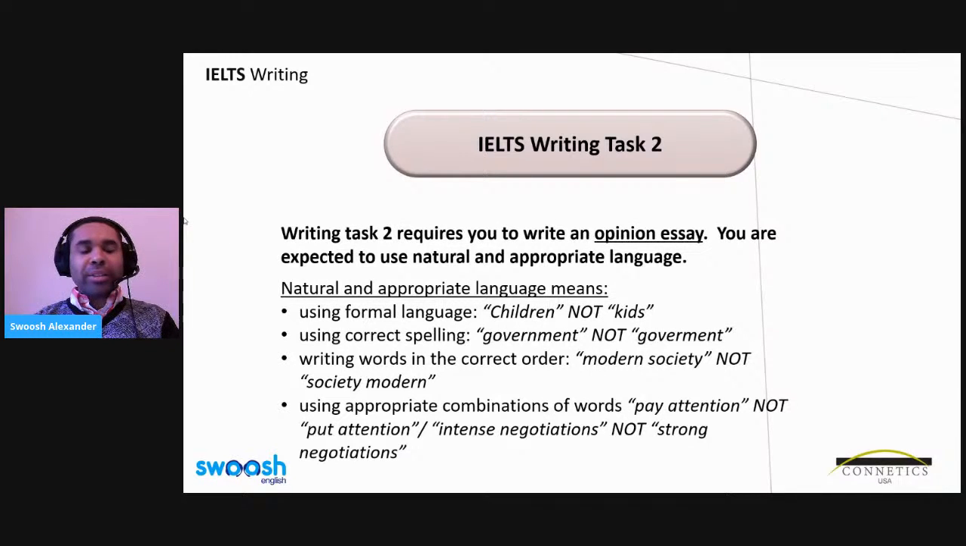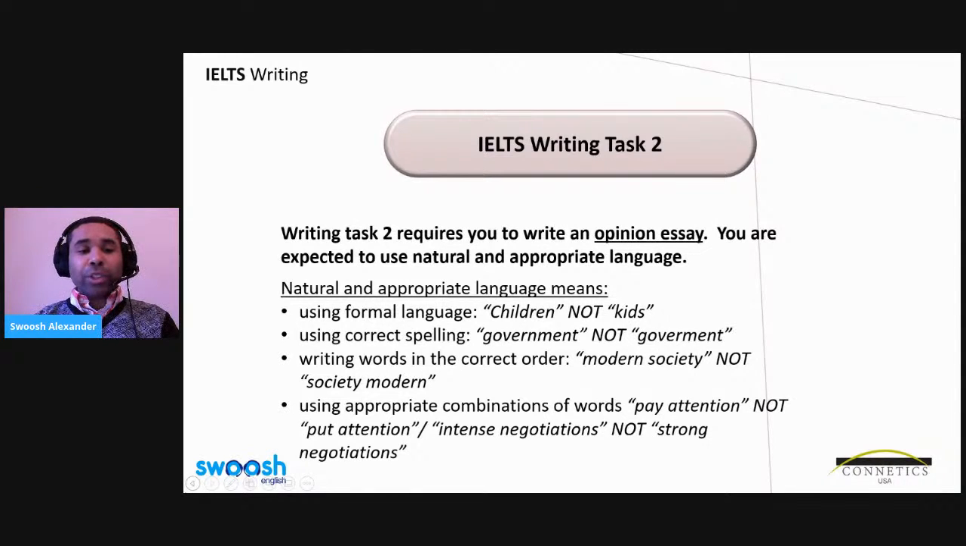Well, first of all, we mean using formal language, and of course, we had a look at examples of this yesterday. So, for example, using children, not kids. Of course, you're expected to use correct spelling. So notice the spelling here of the word government with the silent N. And we should obviously spell this correctly and not incorrectly. Also, you should write words in the correct order. So it would be modern society, for example, not society modern.